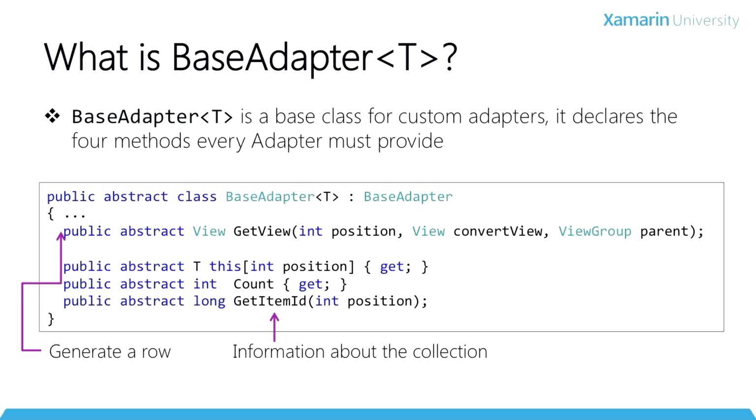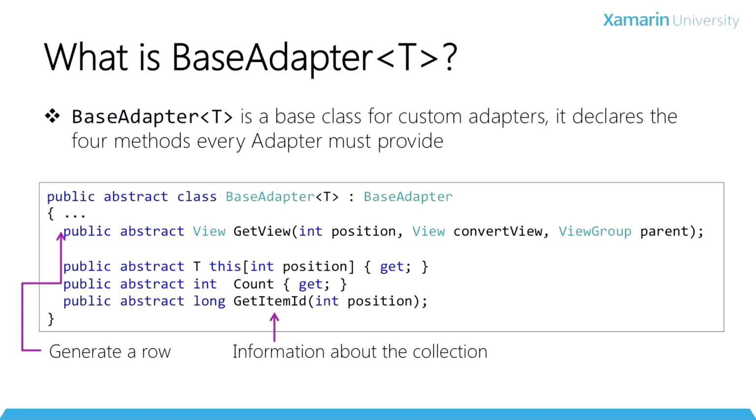Next, we have the count property, which returns the number of items in the collection. We also have getItemID, which returns whatever you'd like to use for your IDs in your data. So if your objects have a unique ID, you can use them. If not, it's fairly common for simple cases to use the list position as the ID. The ID gets passed to you in the event args of the item click event, so you should choose an ID that will let you uniquely identify each of your rows in the data items.